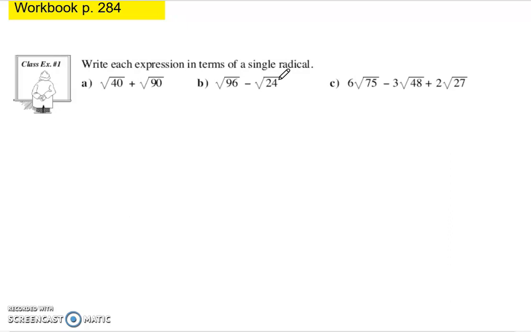So when you see these higher numbers, the first thing that you should do is to simplify each of these terms. Before you can even decide which ones you can combine, you have to simplify them to their lowest terms. So I'm going to do examples B and C here.